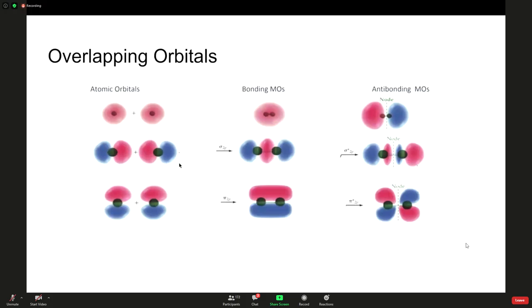Your pi bond always forms from a longitudinal interaction. What basically happens here is that this interacts on the top and bottom, and you get this hamburger shape for your bonding. And then for your antibonding, you get this node in the middle, and then kind of a four-leaf clover thing. So I know the shapes of those. You might be asked to identify them.